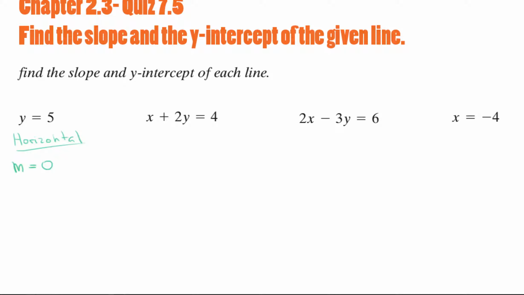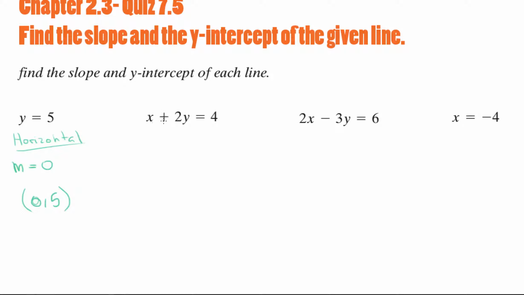Now, if it's a horizontal line, do we have a y-intercept? And the answer is yes. Yes, we do. The y-intercept is going to be exactly the constant. So in this case, (0, 5) is your y-intercept. And that will be your answer.